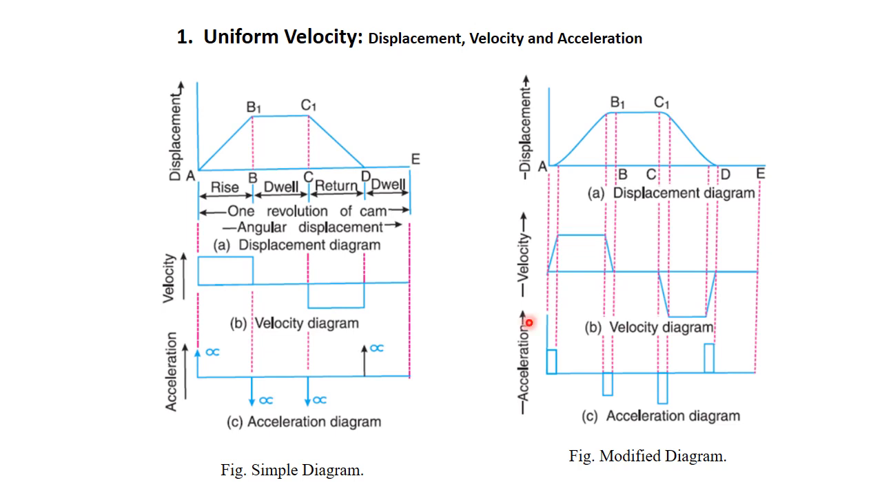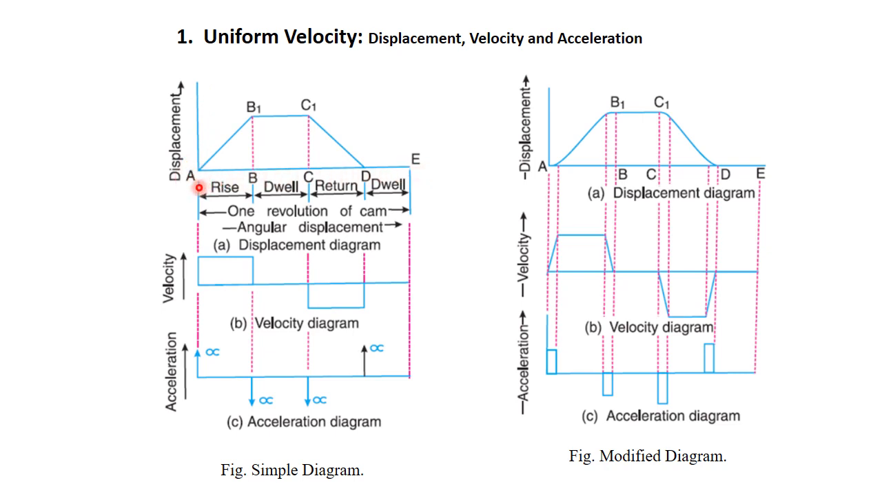Here, the first type of motion is the uniform velocity. In this simple diagram, which indicates the uniform velocity and acceleration, uniform velocity of the follower during the out and return stroke. Now see, this is the displacement diagram. This is the angle turned by the cam.